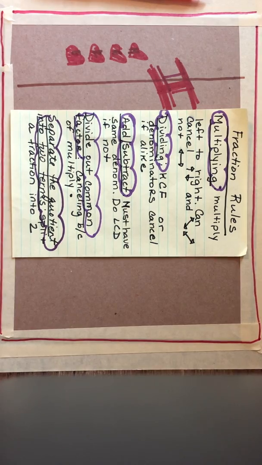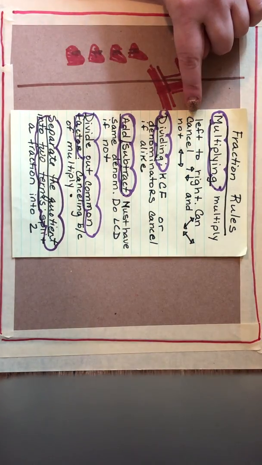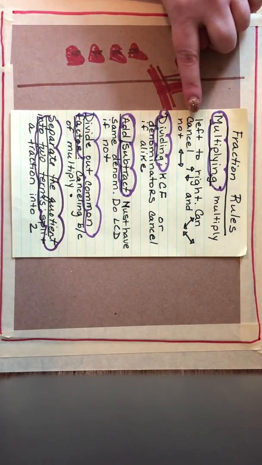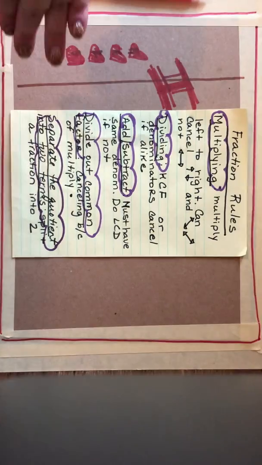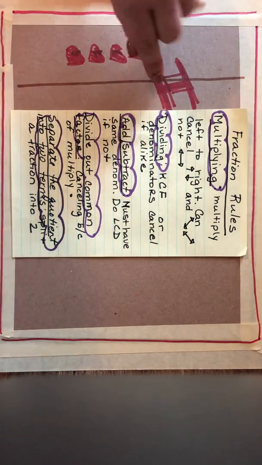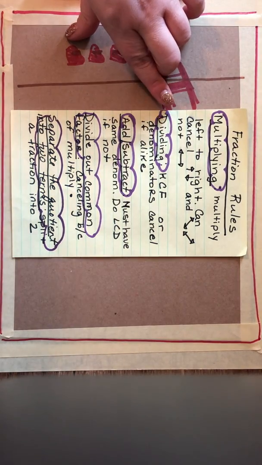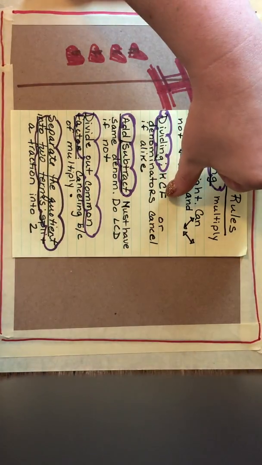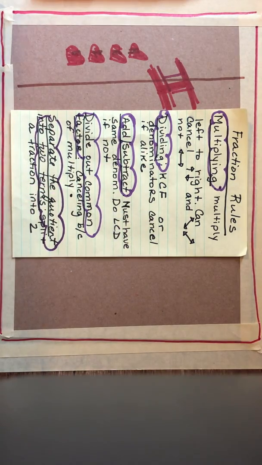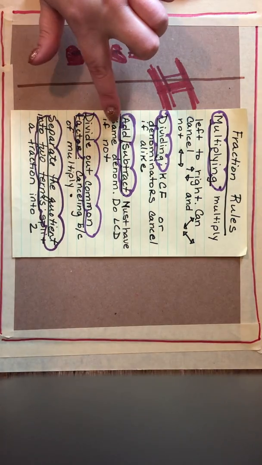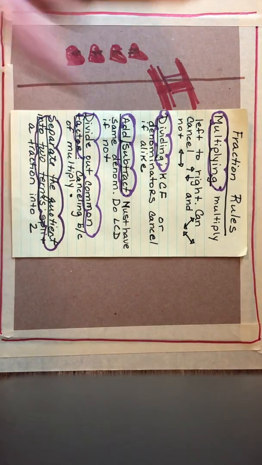Like when you multiply fractions, you multiply left to right, and you can cancel up and down, diagonals, but not side to side. If you need to pause to write this down, you can. When you divide, remember you keep, change, flip, or you can cancel the denominators if they're alike. I'll go over examples of all these in a second. When you add and subtract fractions, you have to have the same denominator. If not, you do an LCD.